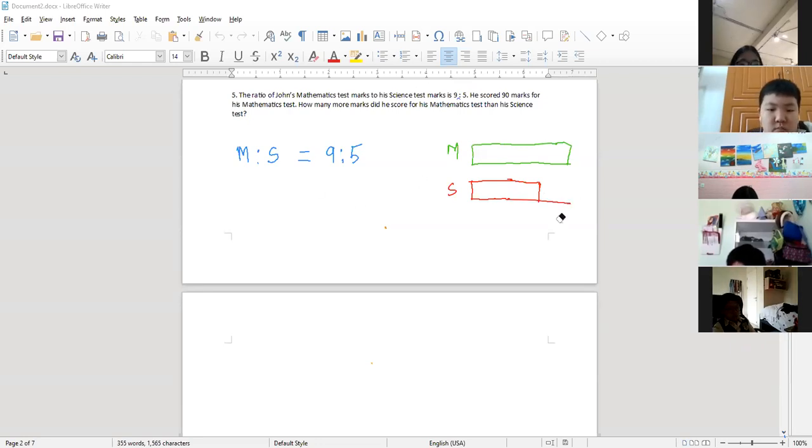Okay, so now you have to find the answer. How many more marks did he score for mathematics as compared to science? Now you are given that maths is 9 units, right? So that means I divide this into 9. Okay, this is stuck. I have a problem with the pen. So I just write here so you understand. 9 units.